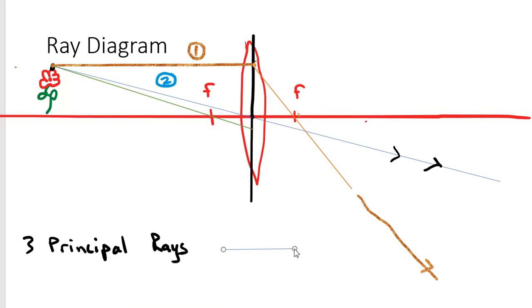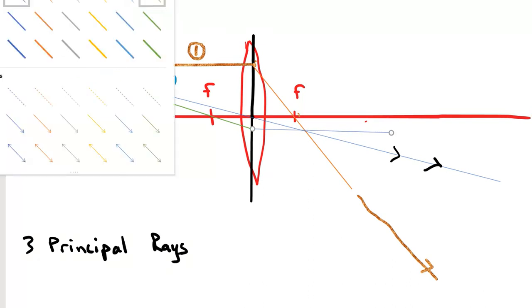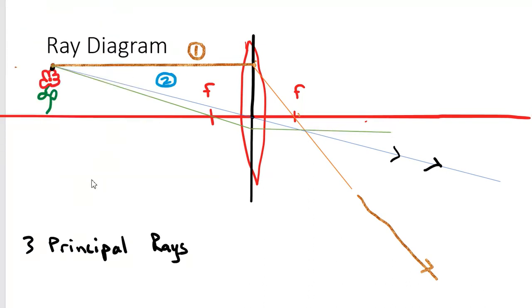I'll move this into position. Here we go. So it's going to start there, and it's going to go horizontal. Come on. Go horizontal. And we're going to change the color of this one, because that is ray number 3. We're going to say that third ray is ray number 3.